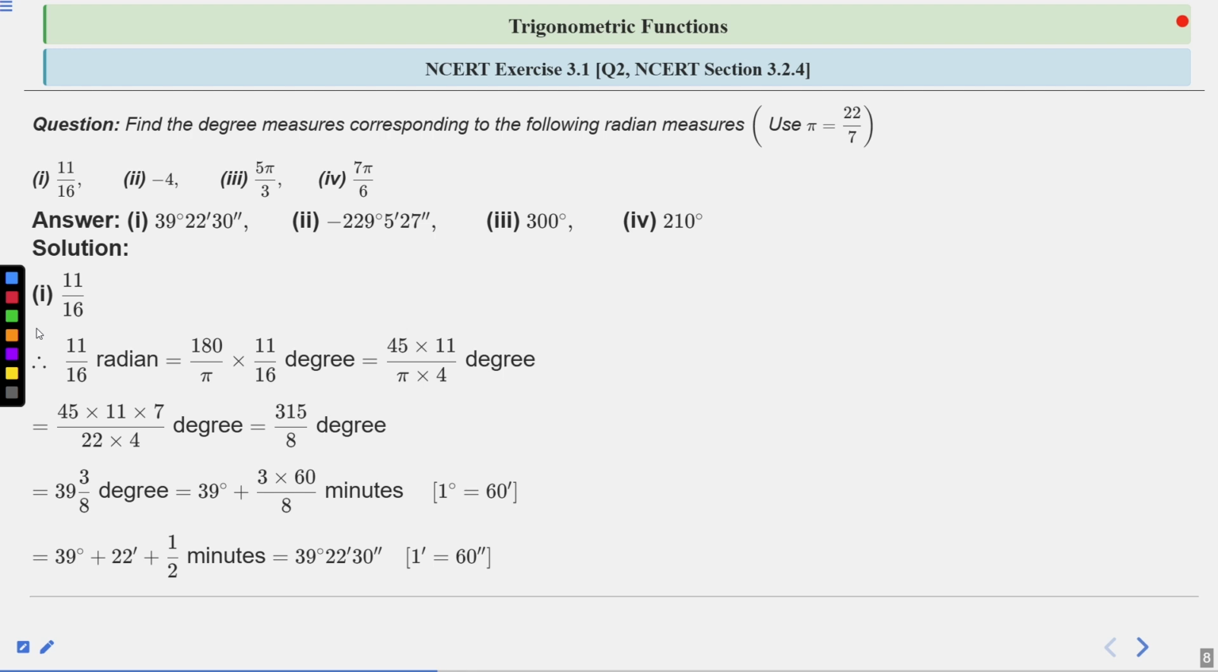Yes, we need to convert it into minutes also, right? 39.37 degrees is also correct, but we need to convert it into minutes and seconds, right? This will be the final conversion. You always need to write the answer in the most simplified form, right? Clear? For example, 45 into 11 upon pi into 4 degree is also correct, but you need to write it in simplified form. Therefore, we need to write it in minute and second, right? Hope you all understood.